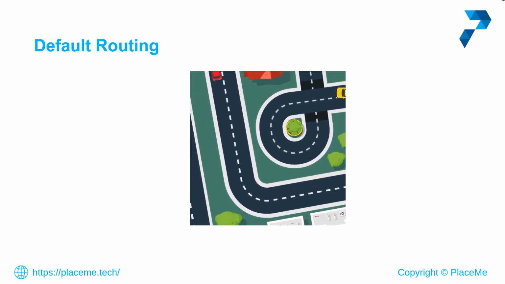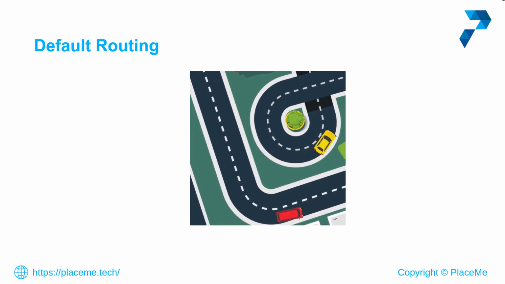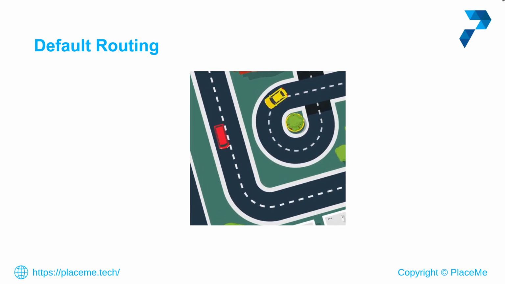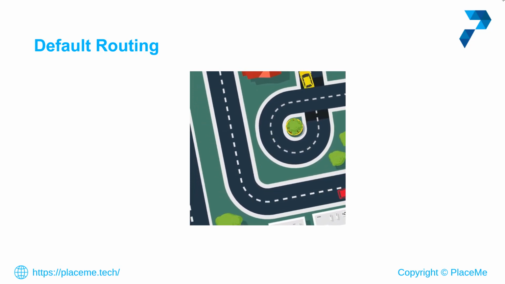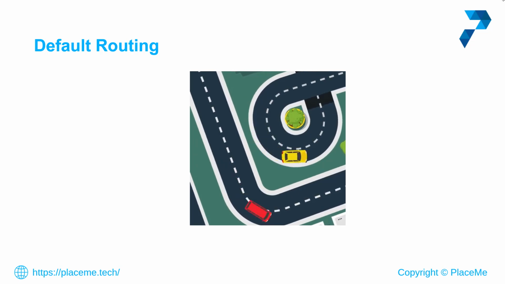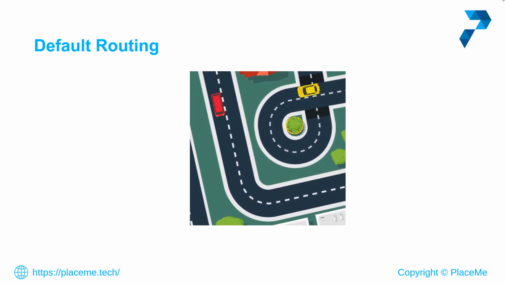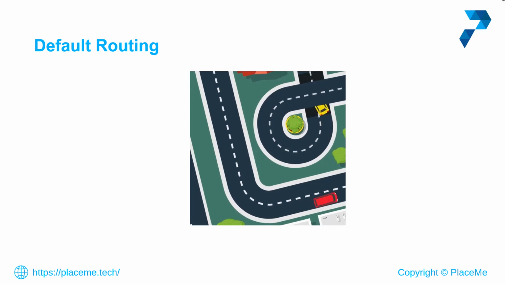That's exactly how default routing works. When a router doesn't know where to send a data packet, it forwards it to the default route, usually a larger, more powerful router that knows where to go next.